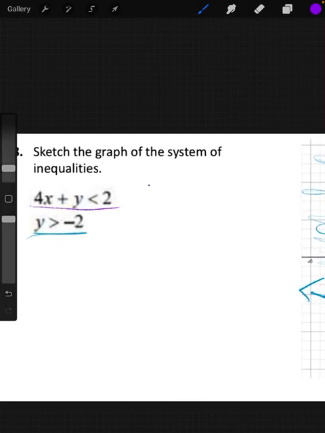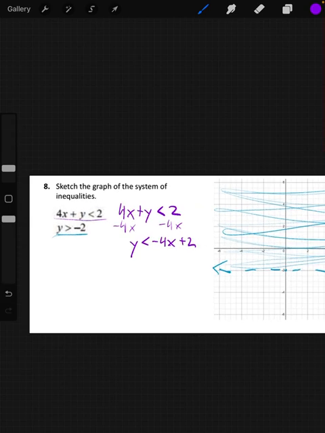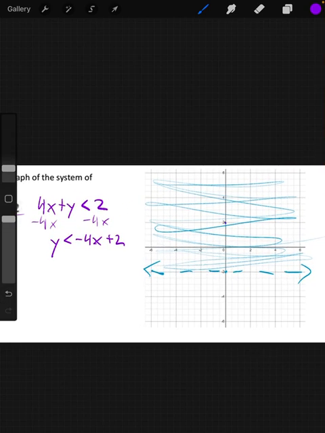Okay, for the second equation, it is not in slope-intercept form, so we have to make it so that it is. So first we gotta subtract 4x from both sides. So then we have y is less than negative 4x plus 2. So our y-intercept would be 2, and we have to go down 4, 2, 3, 4, and over 1. And then we just continue doing that.